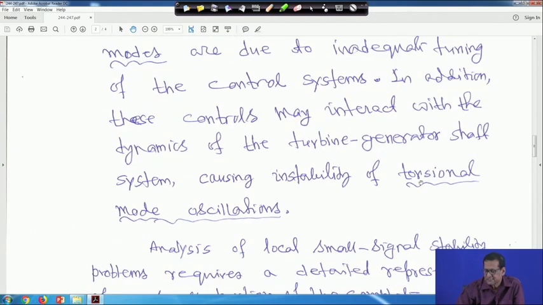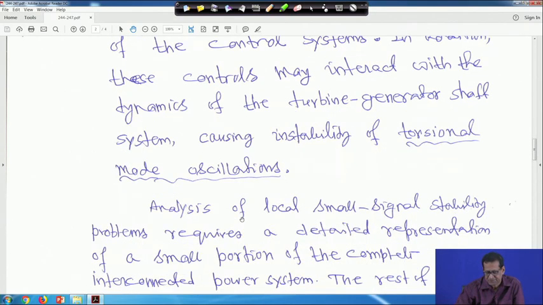mode oscillations. This torsional mode oscillations, I thought I would cover a little bit, but later I decided I should skip it. By chance, if I get some time at the end, we will see that, right. It will take a few equations and how it is done. So, this is actually instability of torsional mode oscillations, right.